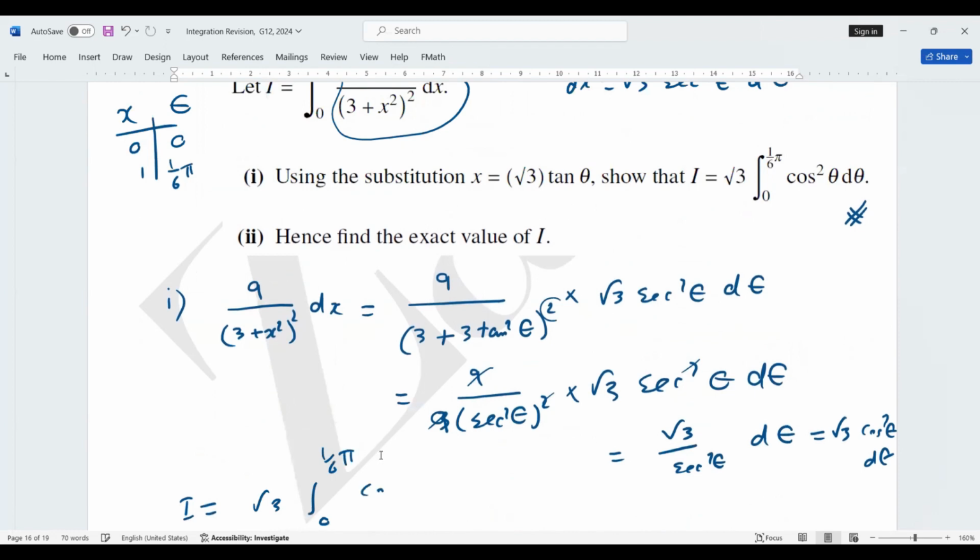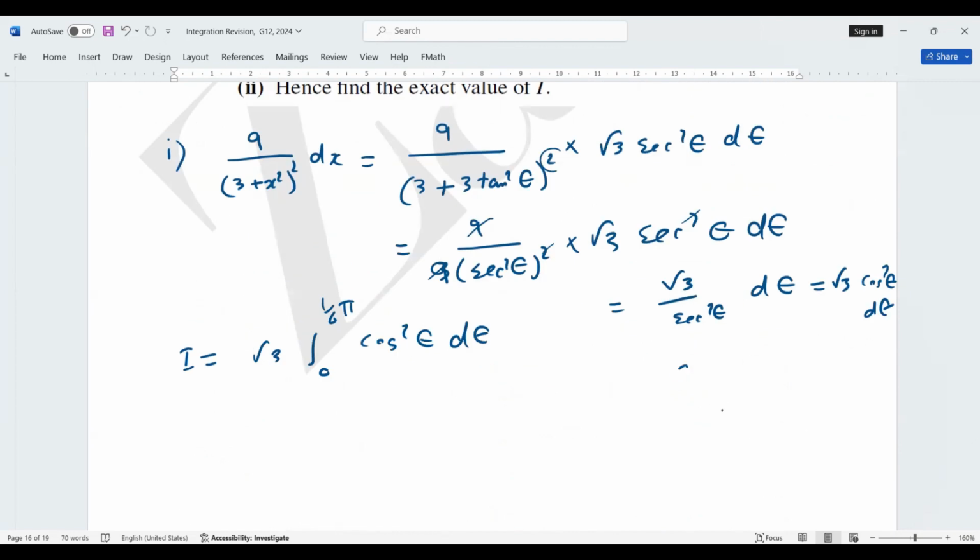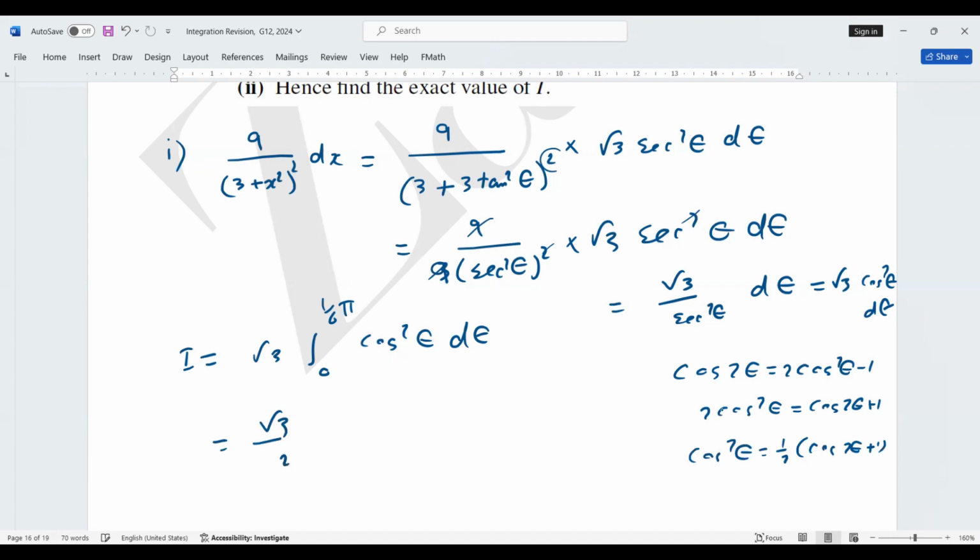We don't have integration of cosine squared. We go to cosine 2 theta equals 2 cosine squared theta minus 1, rearrange. So 2 cosine squared theta equals cosine 2 theta plus 1, divide by 2, then it's half. So cosine squared theta equals half of cosine 2 theta plus 1. Take half outside, so it's radical 3 over 2, times cosine 2 theta plus 1, and this is integration d theta.